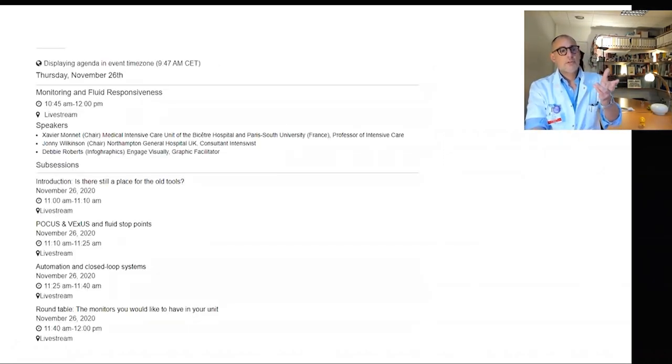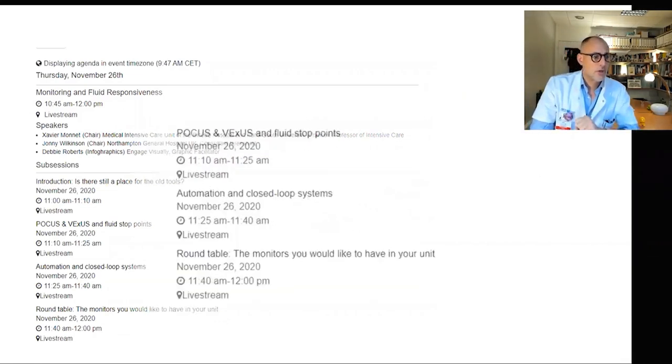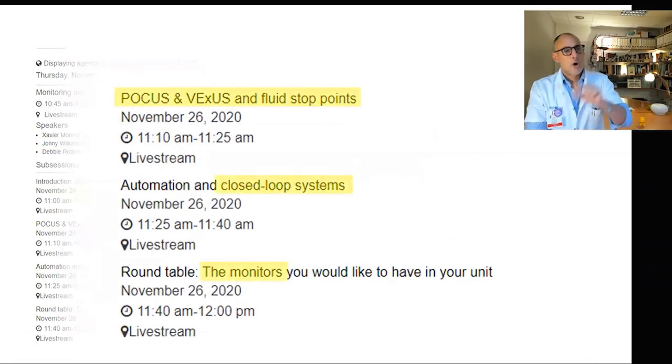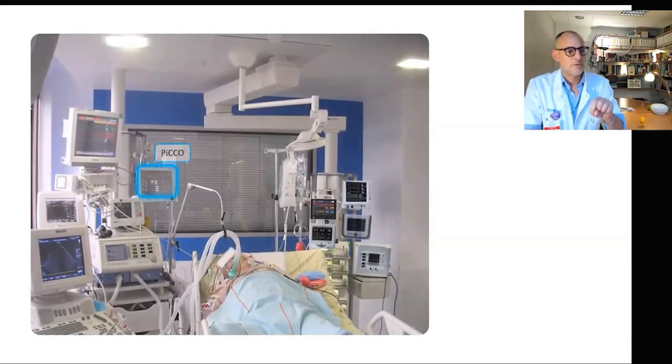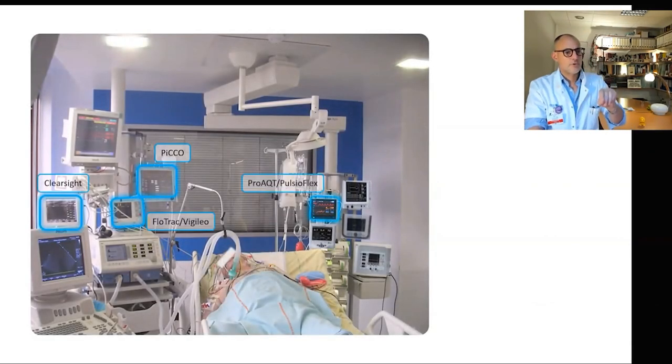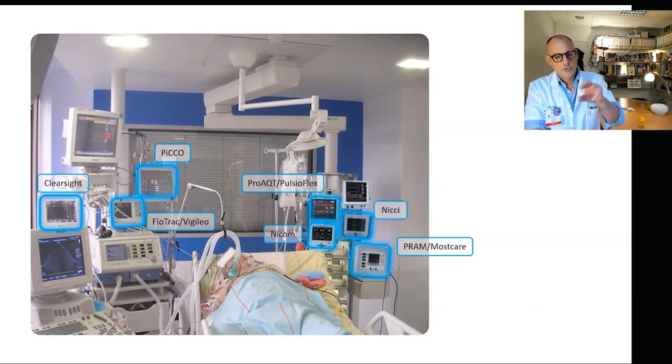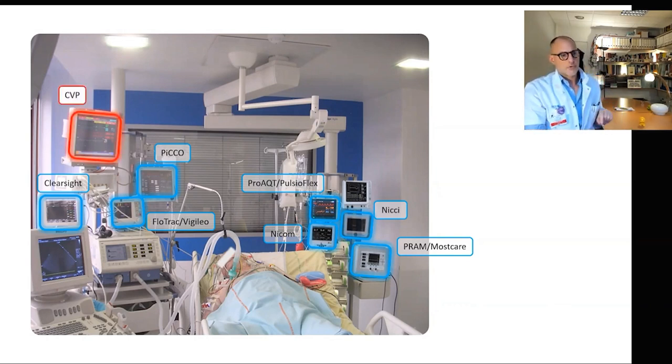Because in this session, what are we going to speak about? POCUS, VIXUS, closed loop systems, and the monitors. And we know all the monitors with so many different acronyms: PICO, FlowTrack, Leosite, Pro, AQT, Niki, Nikon, Pram. But is there a place for the old acronyms, for instance, CVP or PAC?